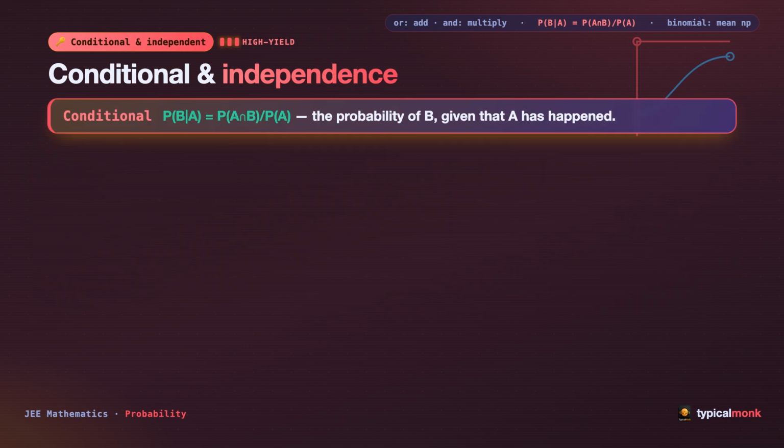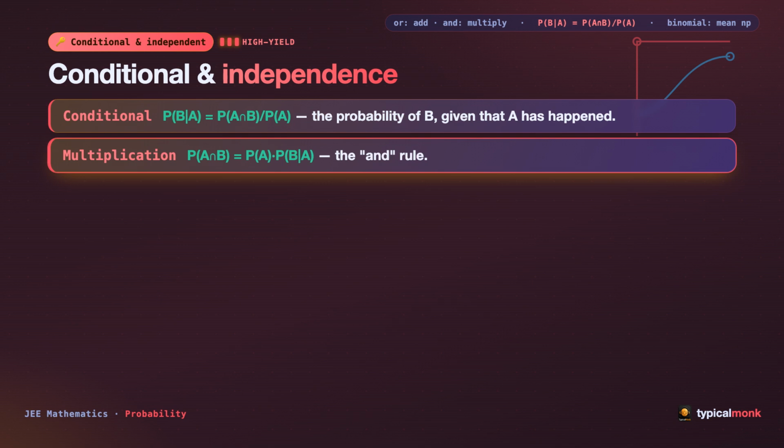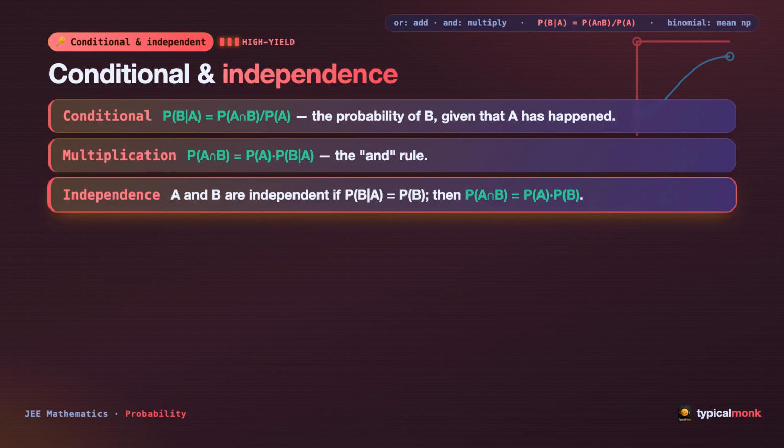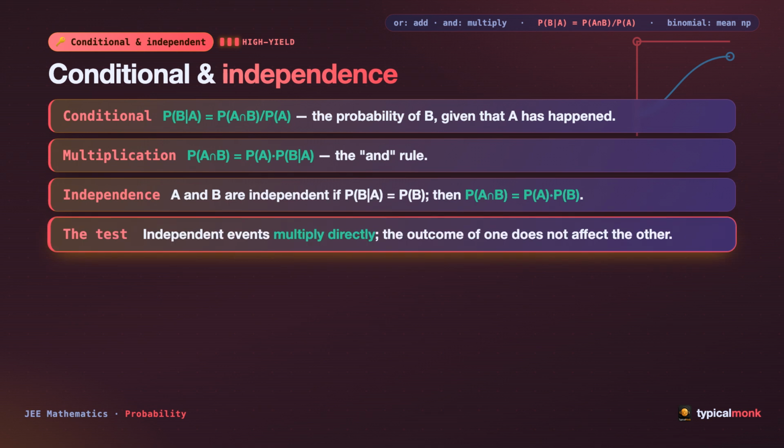Now conditional probability and independence. Conditional: P of B given A equals P of A intersection B over P of A, the probability of B given that A has already happened. Multiplication, rearranged: P of A intersection B equals P of A times P of B given A, the AND rule. Independence: A and B are independent if P of B given A equals P of B, and then P of A intersection B is simply P of A times P of B. The test: independent events multiply directly. The outcome of one does not affect the other.